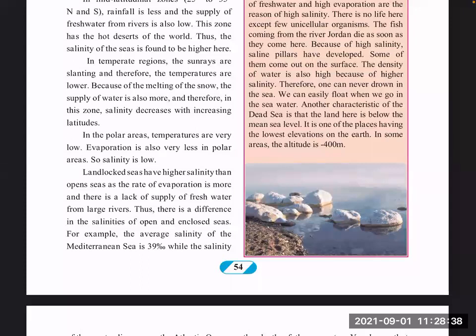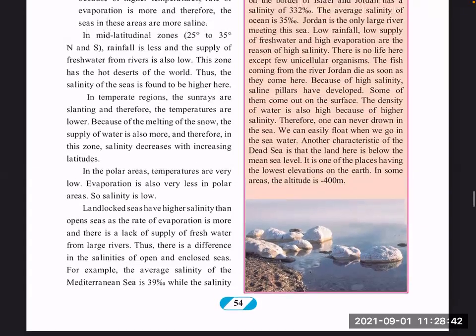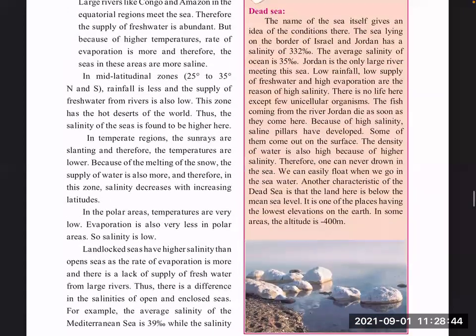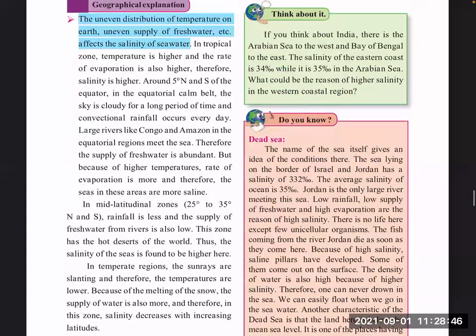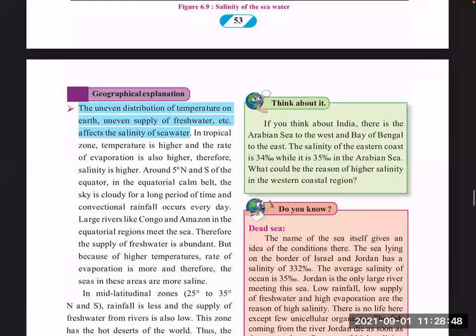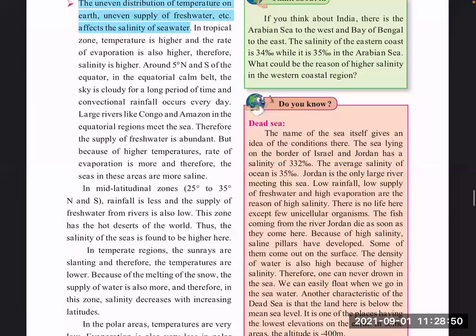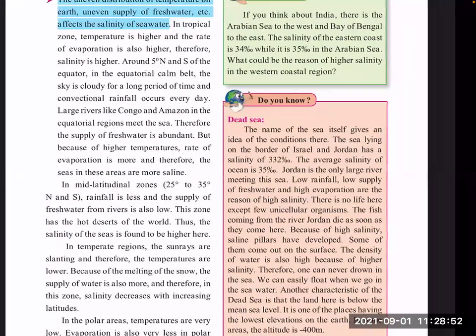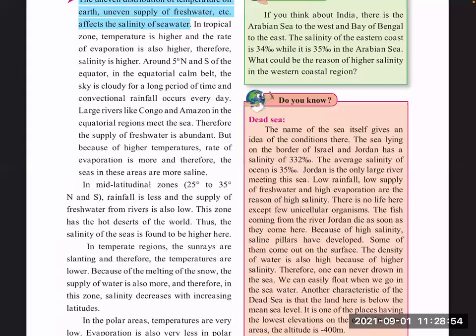Even the Mediterranean Sea, I told you now, is 39. Why? It is located in the subtropical region, and more evaporation happens, so the salinity is very high. If you think about India, there is the Arabian Sea to the west and the Bay of Bengal to the east.